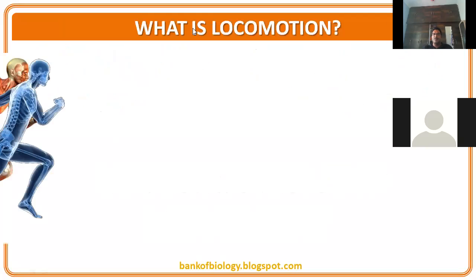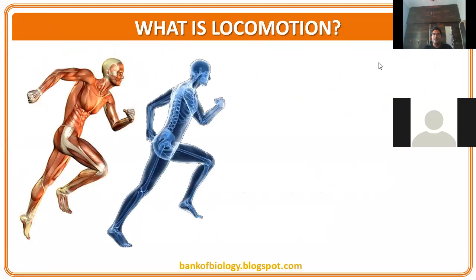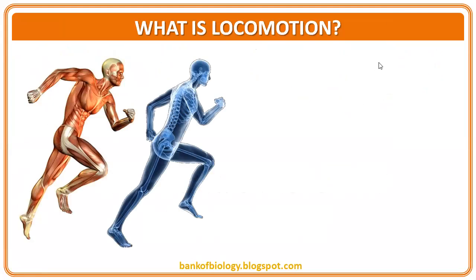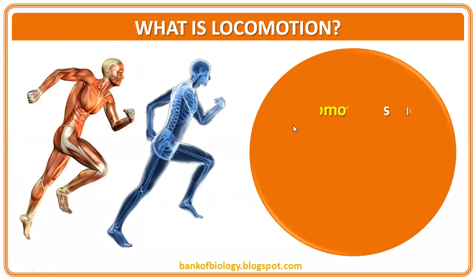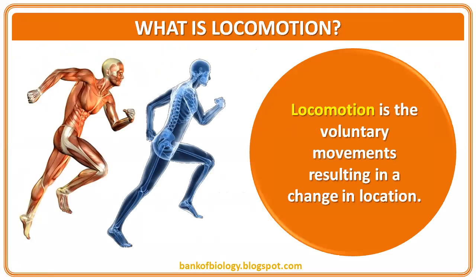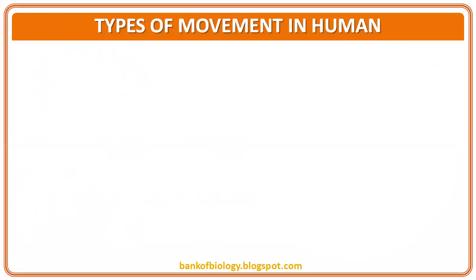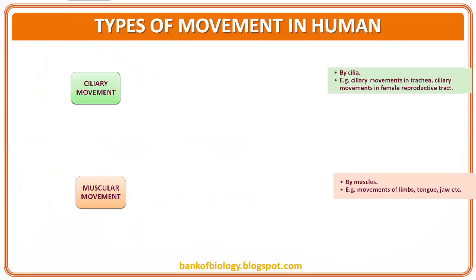So, what is locomotion? Locomotion is the movement of an organism from one place to another place. Generally, we say locomotion is a voluntary movement resulting in a change in location. That is a must here. So what are the types of movements here?